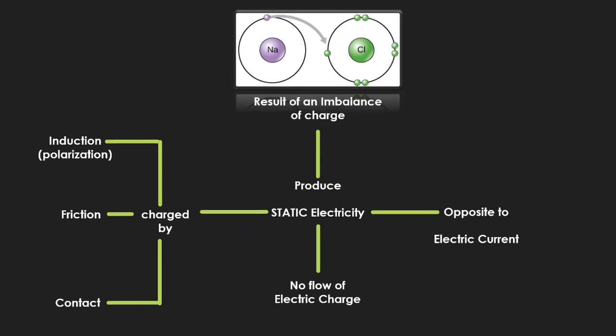So the result of an imbalanced charge will produce static electricity. Static electricity is the exact opposite to the electric current. So when we speak of static electricity, that means there is no flow of electrical charges. And you know, we can actually charge an object, or we can produce charges, by three ways. The first method is induction or polarization, and the second method is by means of friction. Another method is by contact.